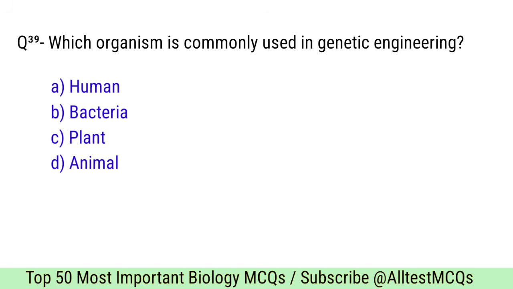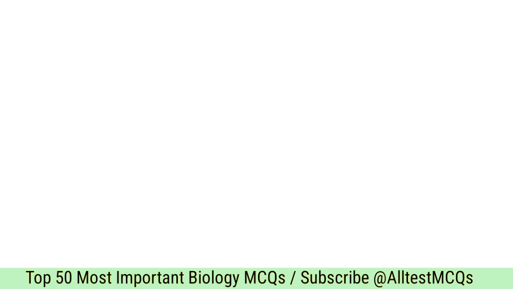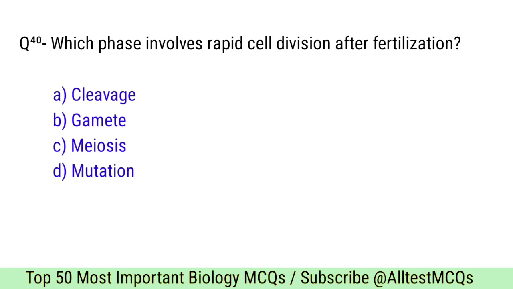Question number 39. Which organism is commonly used in genetic engineering? Correct option is B. Bacteria. Question number 40. Which phase involves rapid cell division after fertilization? Correct option is A. Cleavage.